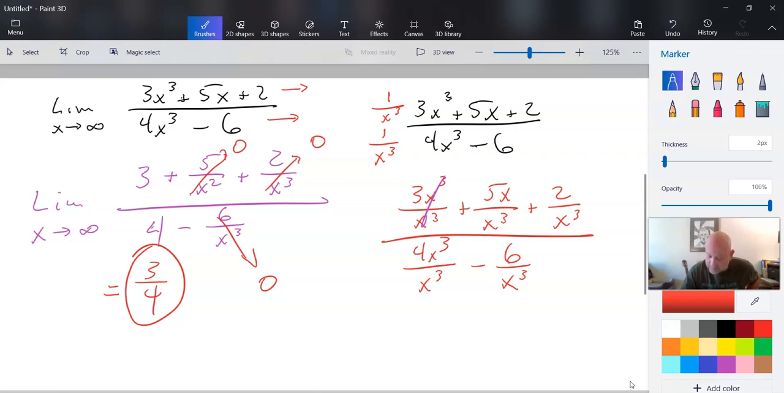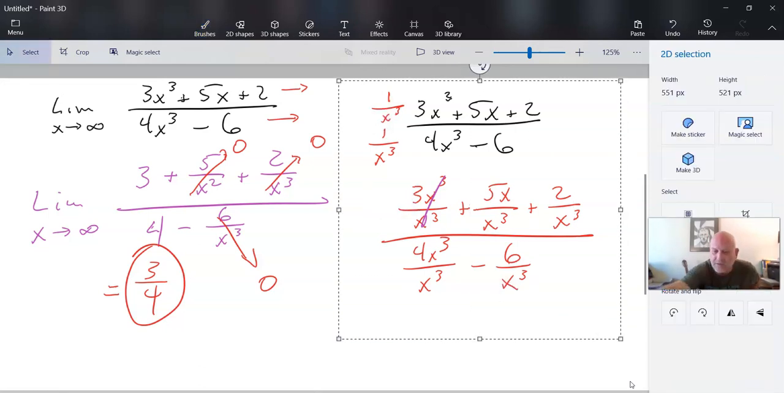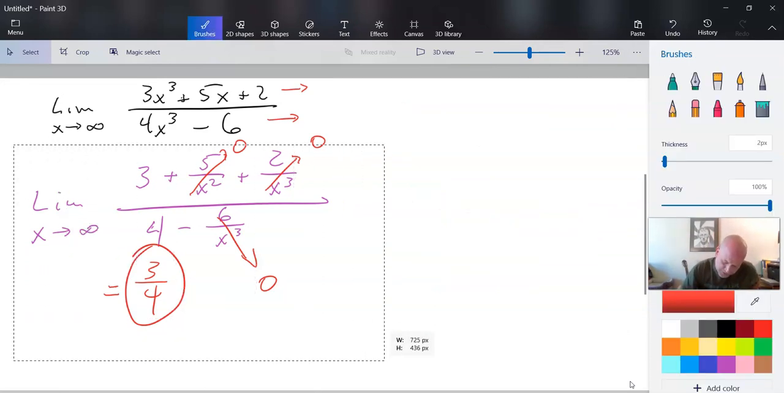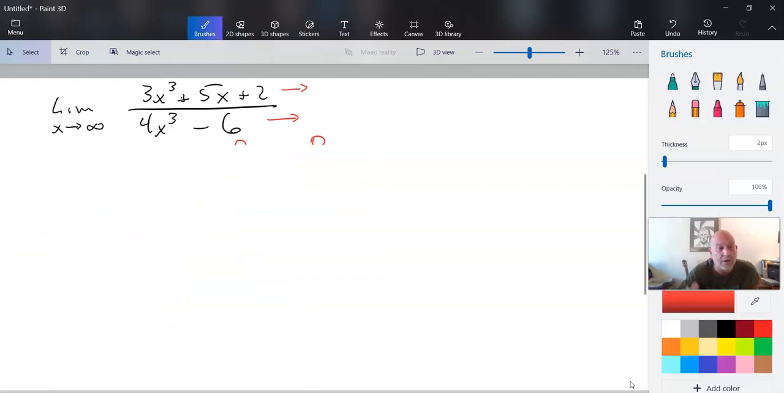next. So let's see, let's do this. I want to take a look at the exact same thing. This time we're going to switch from approaching positive infinity to approaching negative infinity. And we're going to see where it goes, see what happens.